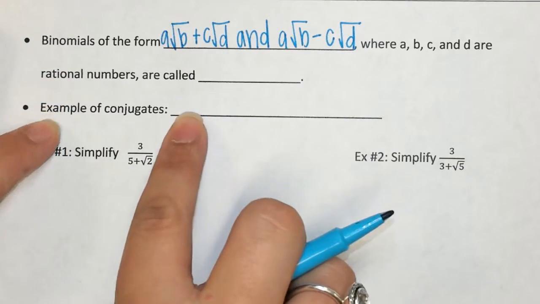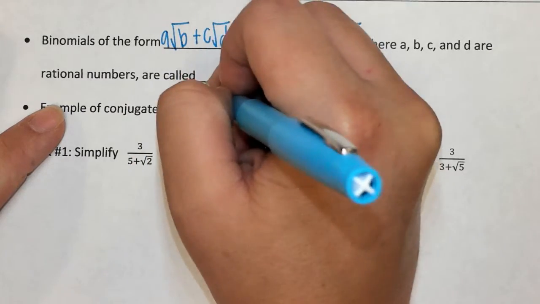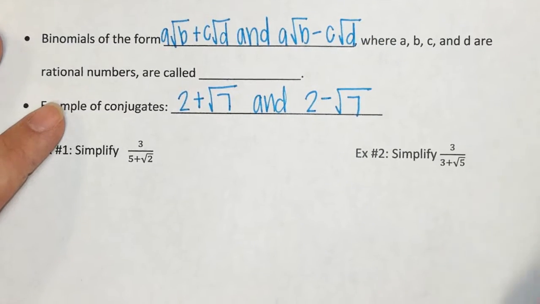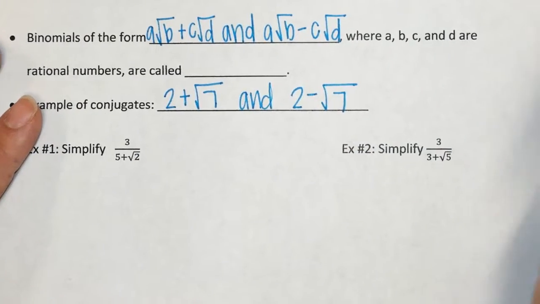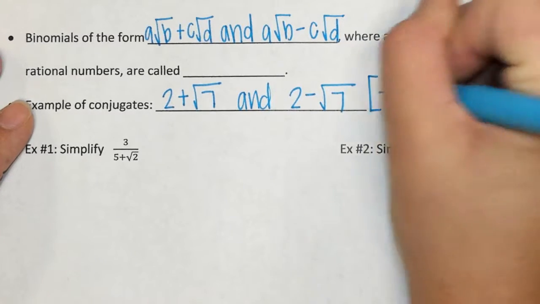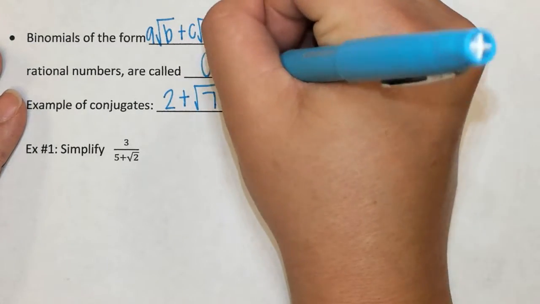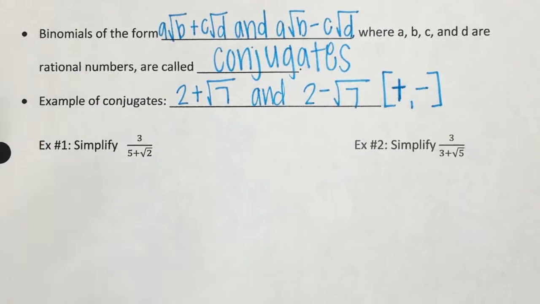So an example using real numbers would be 2 plus the square root of 7 and 2 minus the square root of 7. They are the same numbers. The only difference is that there's one plus sign and one minus sign. Every time there has to be a plus and a minus. These are called conjugates. Say conjugates. It's where the numbers are the same, but one's a plus and one's a minus.